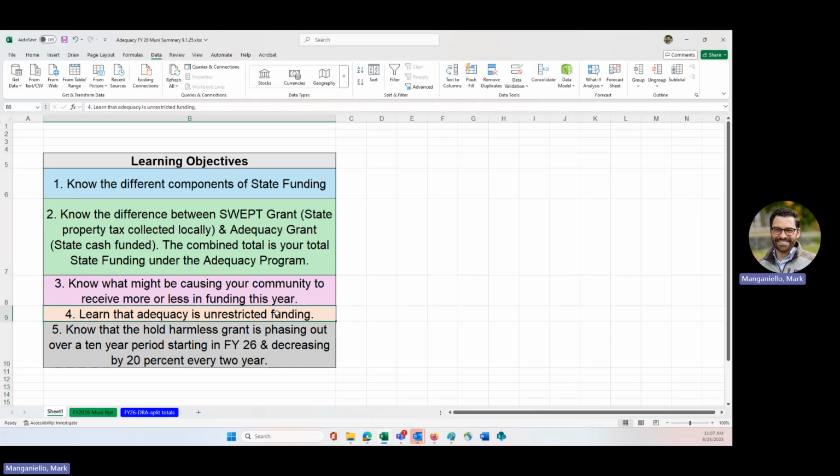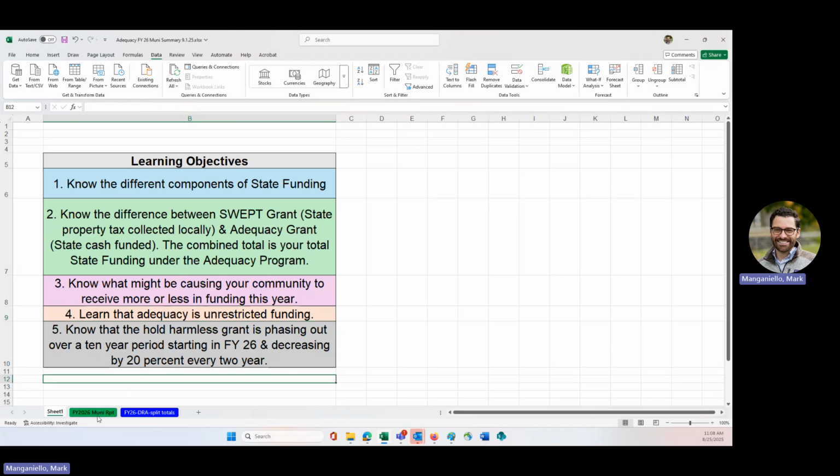And then lastly, a common question is people wondering if adequacy is restricted to particular students like special education students or students on free and reduced price meal waivers or applications. That is not restricted. Adequacy is unrestricted, so it comes into your school district and you can spend it on any educational purpose, not like some of the federal grants that are restricted to a particular cohort of students.